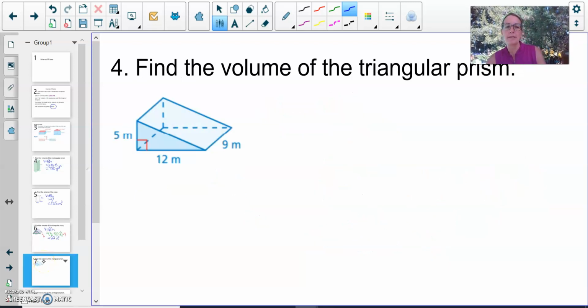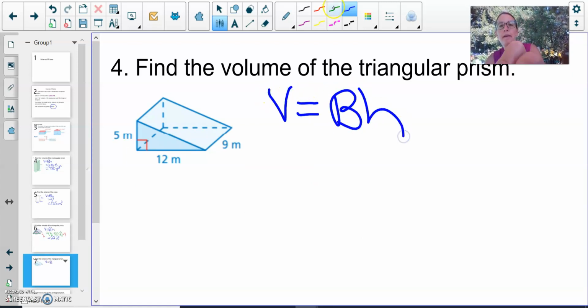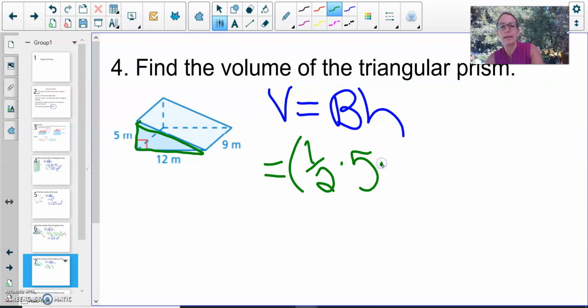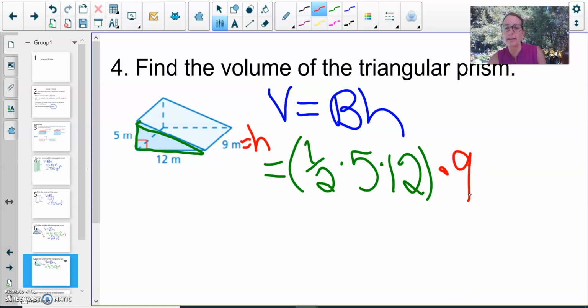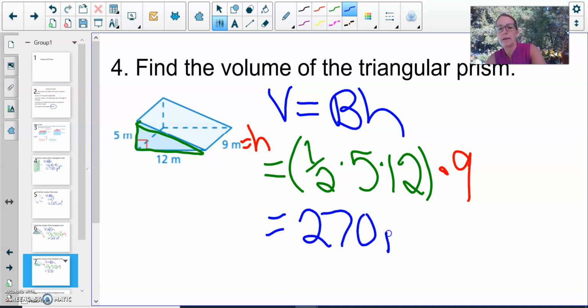Find the volume of the triangular prism. Okay, so same process, volume equals base area times height. The base area is the area of the triangle that I just outlined. Because it's a right triangle, it's 1/2 times the height of the triangle is 5. The base of the triangle is 12. The height of the prism is 9. The height of the prism is how far apart the two triangles are. So now I multiply it out. Half of 12 is 6. 6 times 5 is 30. 30 times 9 would be 270 meters cubed.